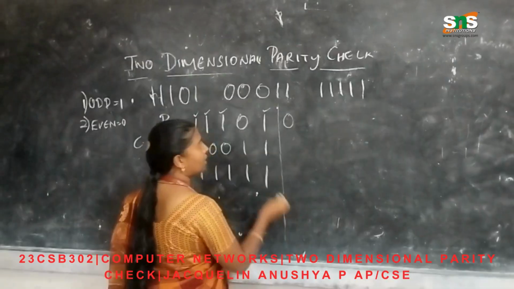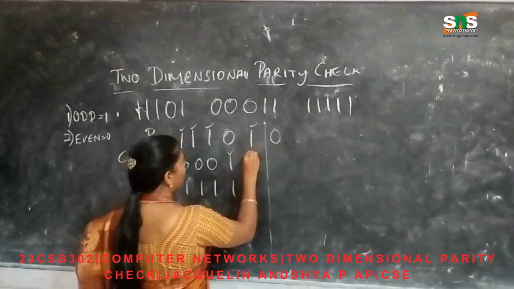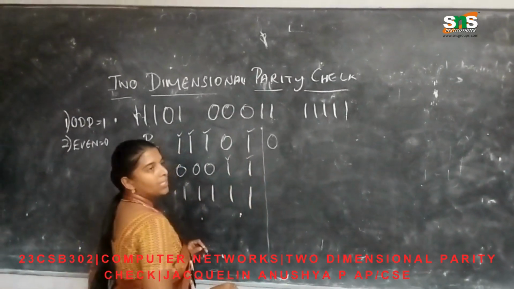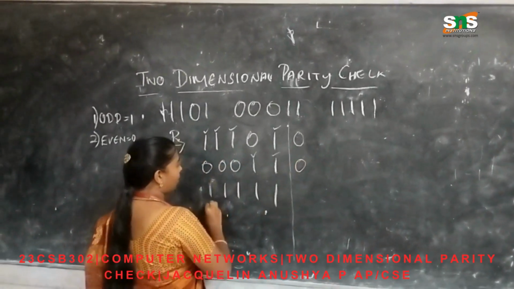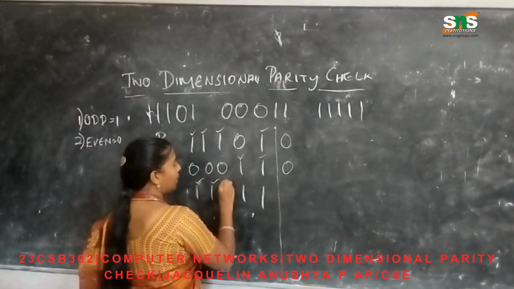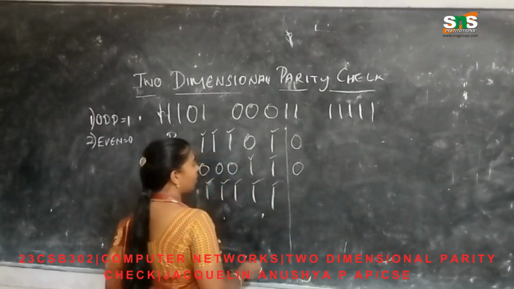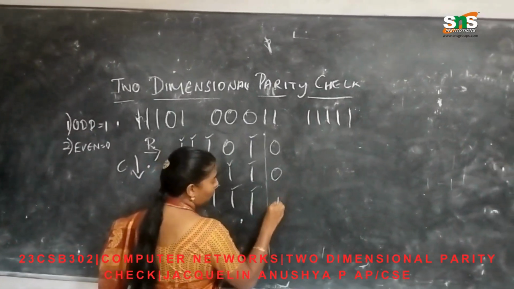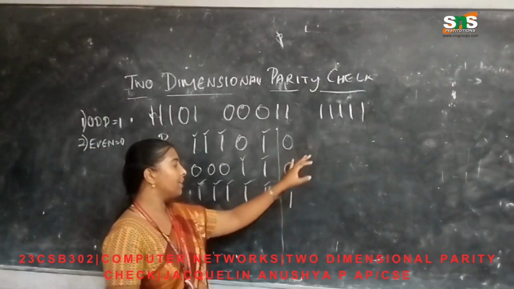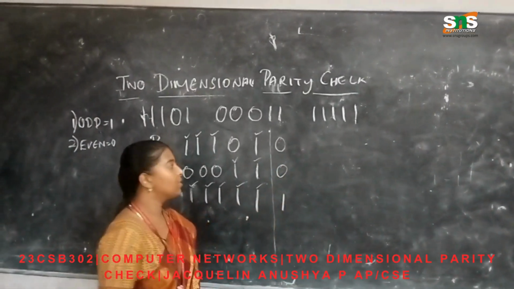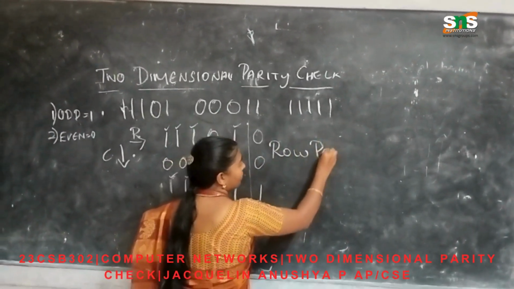So let me draw a line to differentiate it. And then over here we have 2 ones, that is also even, so we are giving again a 0. And over here you have 5 ones. So what happens? If it is 5, it is odd, so we give 1. So I have taken it as 0 0 1 over here. So over here the row parity is over.